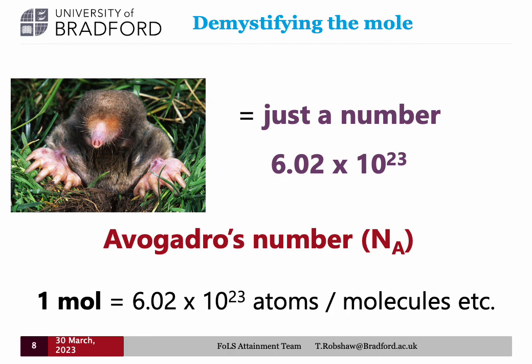This number is called Avogadro's number, and it's commonly abbreviated with a capital N and a subscript capital A, like we see on the slide. The reason why we work in moles rather than atoms, ions, molecules or biomolecules is just convenience. How much easier and simpler is it to write a mole of water rather than 6.02 times 10 to the power of 23 water molecules?